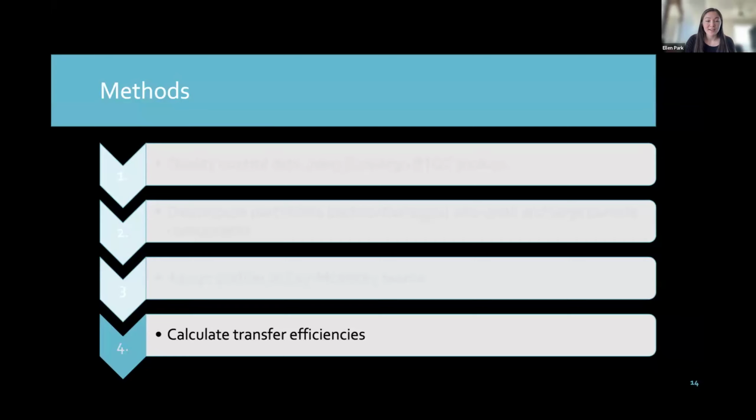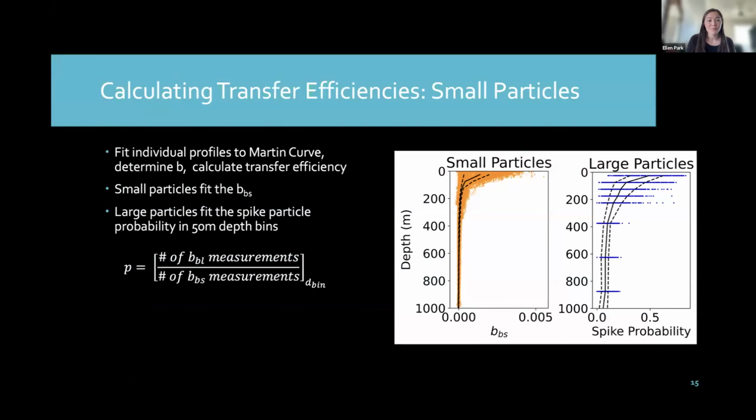Once we've assigned every profile to a biome, we can calculate the transfer efficiencies. As I mentioned before, what we're going to do here is fit individual profiles to the Martin curve to get that B value and then calculate the transfer efficiency. For the small particles, we're fitting the small particle backscatter signal. On the left part of this figure, you can see all of the small particle backscatter profiles from one float, with the solid black line as the median profile values. You can see that the median profile gives that nice power law curve. So that works out pretty well.